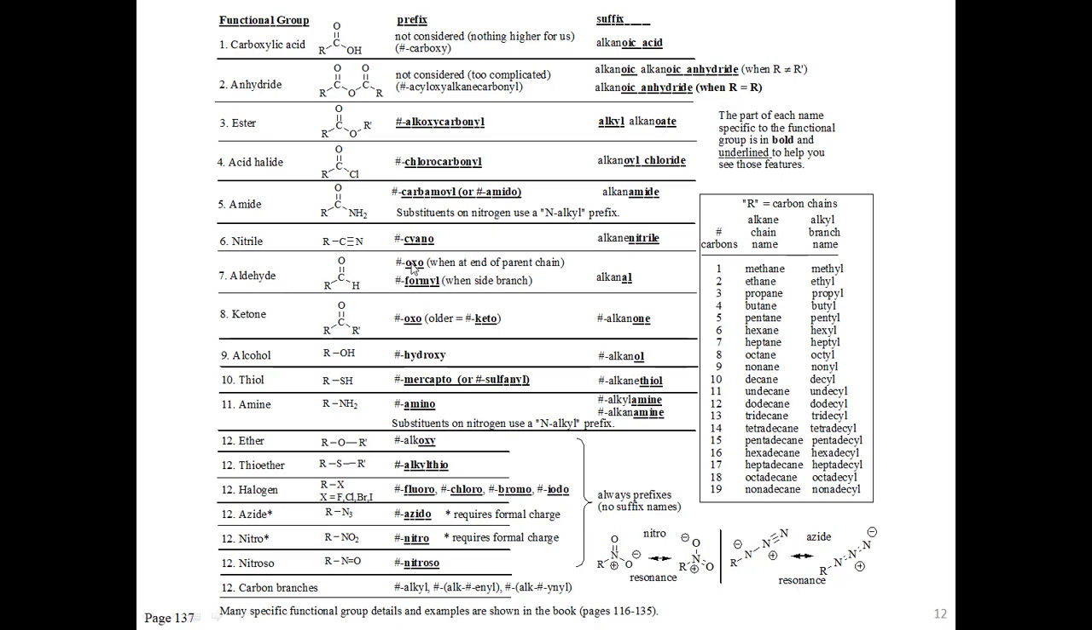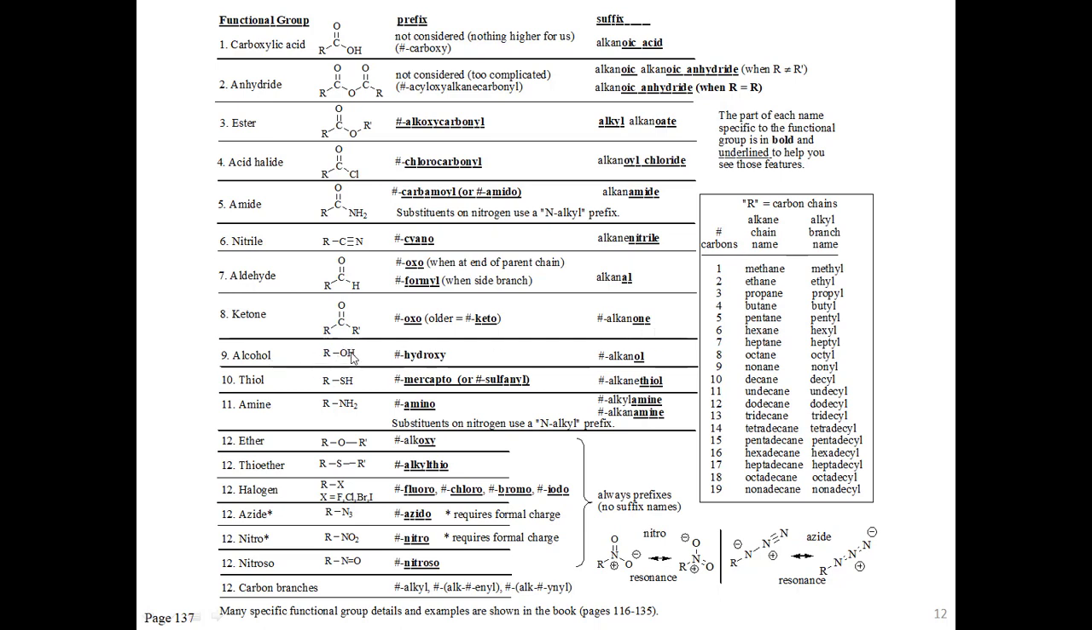Aldehydes, if they're in the longest chain, we name them oxo. But if they're a branch off the chain, then we name them the number of the position plus formyl. If they're a high priority group, we say alkanal for aldehyde. Ketones also get the oxo prefix, okay, if they're in the longest chain. But when I was a student, we called them keto. So very rarely do you see that, so we will stick with oxo. So aldehyde and ketone in the parent chain is called oxo. If the ketone's the high priority group, it's alkanone.